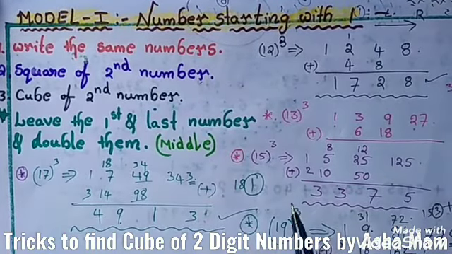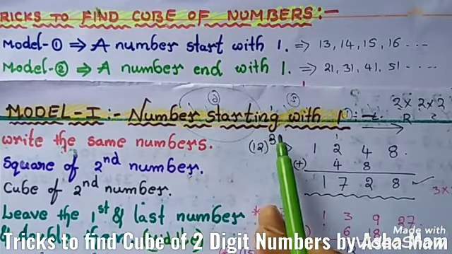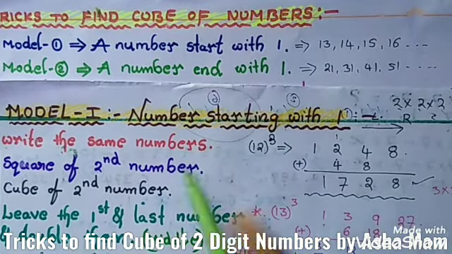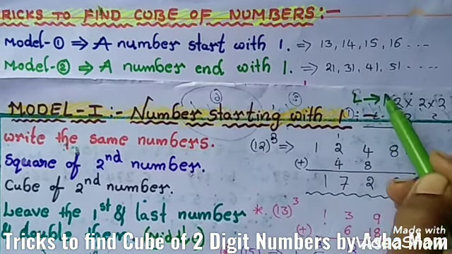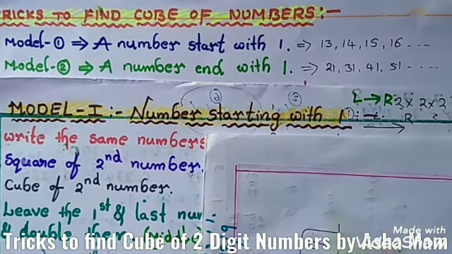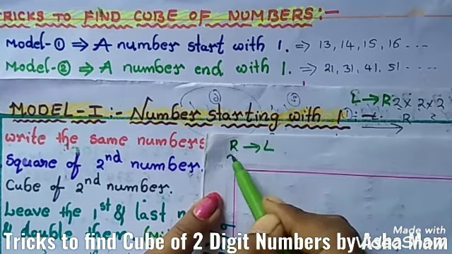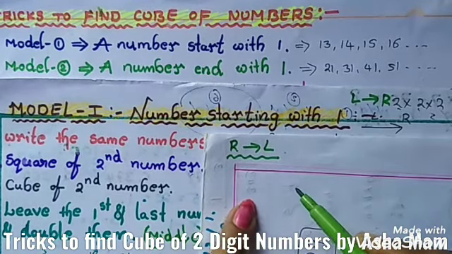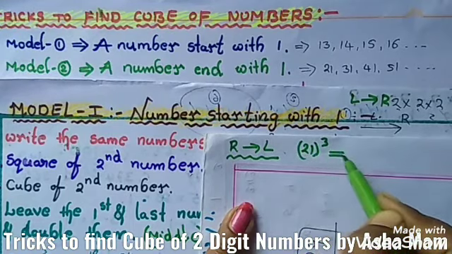A number ending with 1. In first model, number starting with 1, you have to apply these rules from left to right. You have to remember left to right. And coming to second model, you have to apply all these rules from right to left. So this is reverse process. Right to left. Okay, here is the number what I am going to take, 21 whole cube.